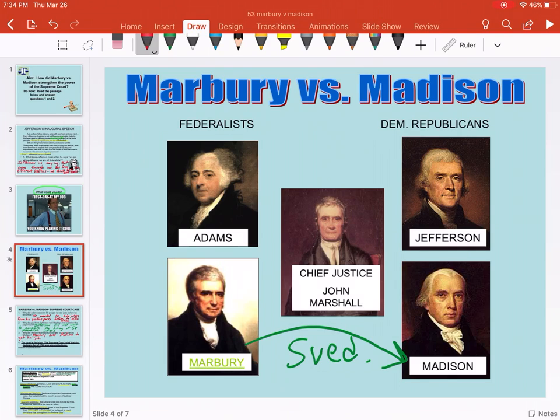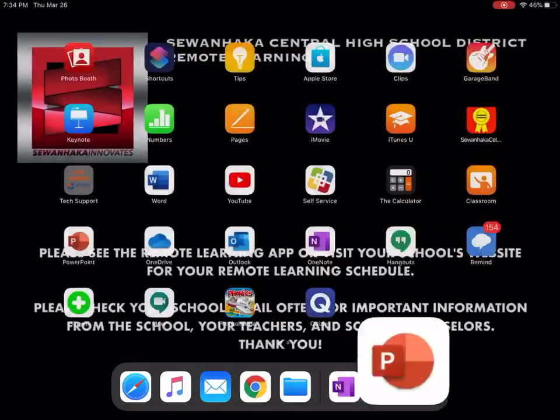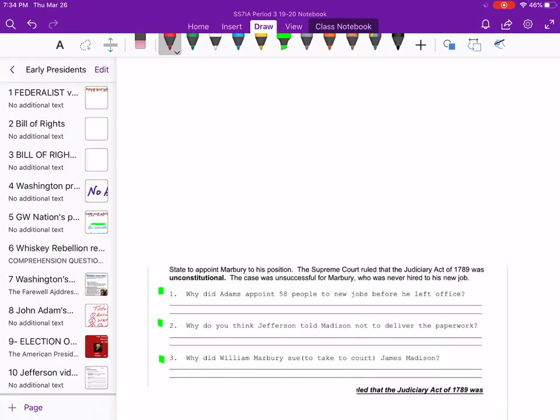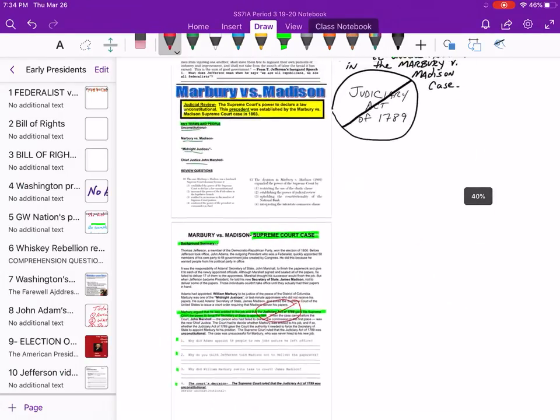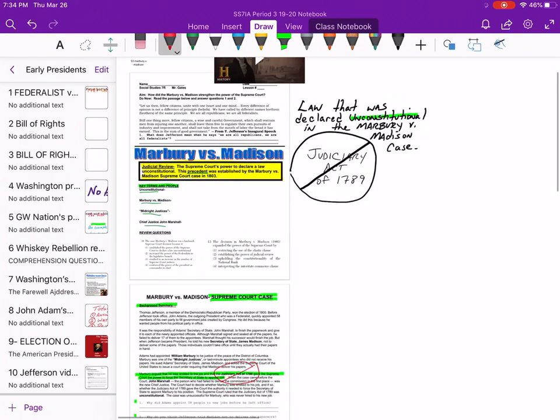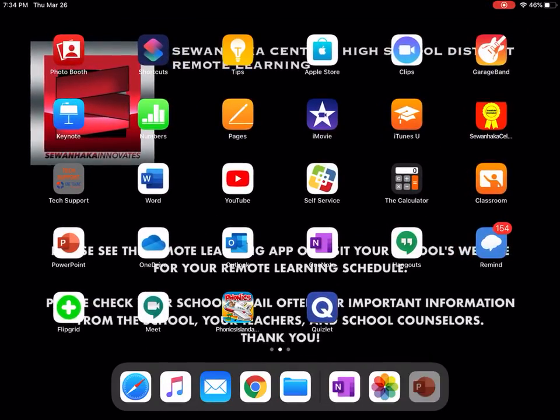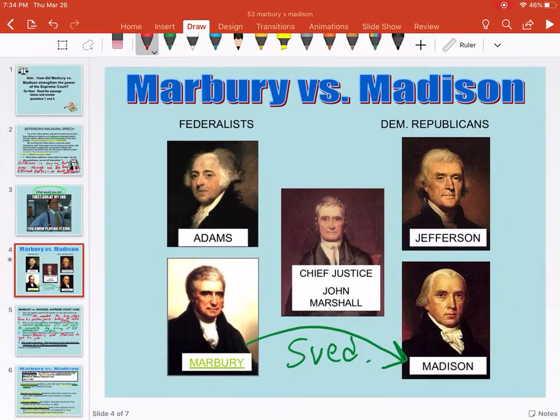but because the Supreme Court wound up declaring that law, the Judiciary Act of 1789, unconstitutional, I have it in the margin of your worksheet here, the Supreme Court winds up saying, you know what, we think that law was unconstitutional, therefore William Marbury never gets his job. Because that law was declared unconstitutional by the Supreme Court, William Marbury never gets hired as a federal judge.